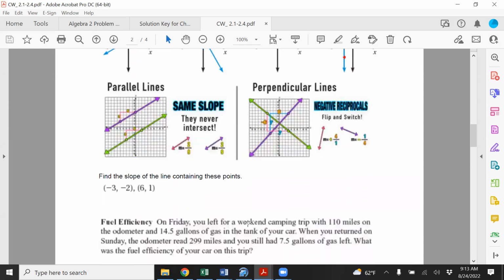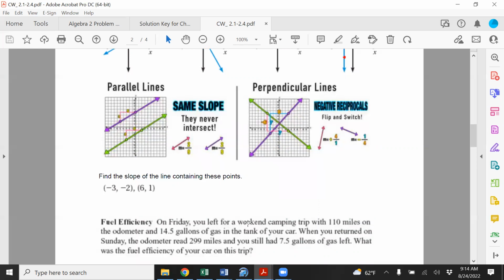Other things you should be concerned about too, which you have seen before. You've got to address slope. Same with parallel lines. When lines are parallel, they have the same slopes, right?